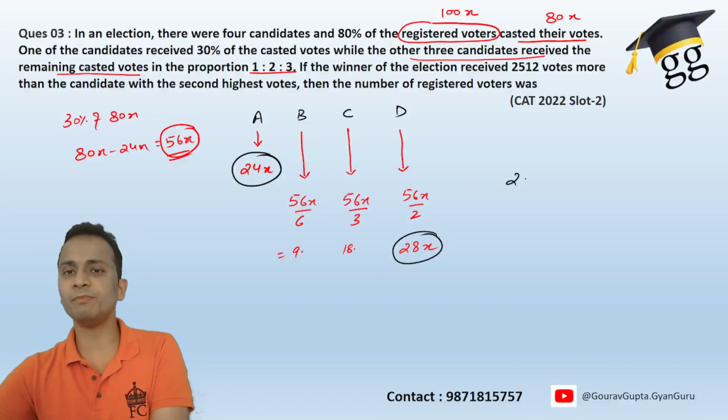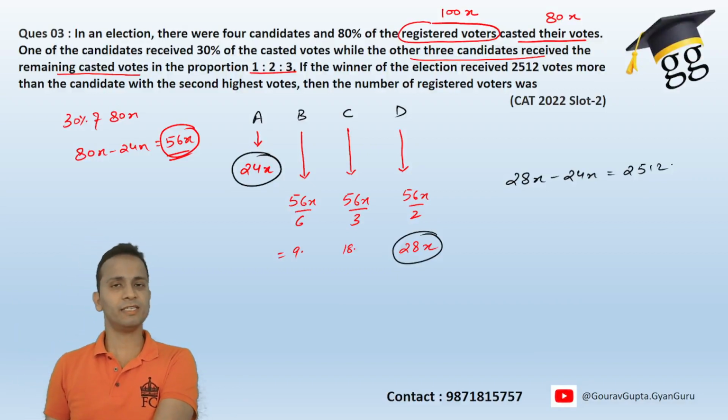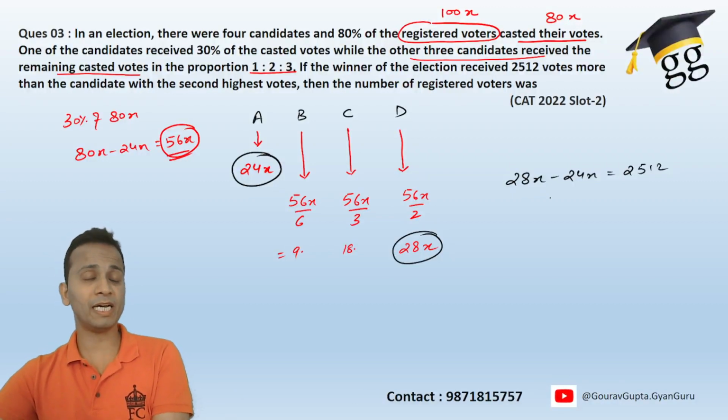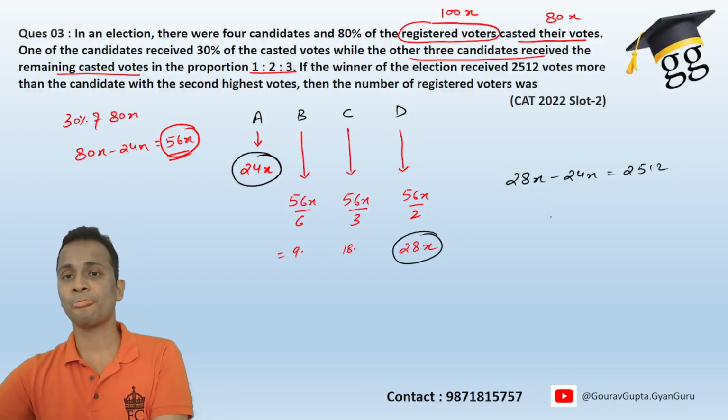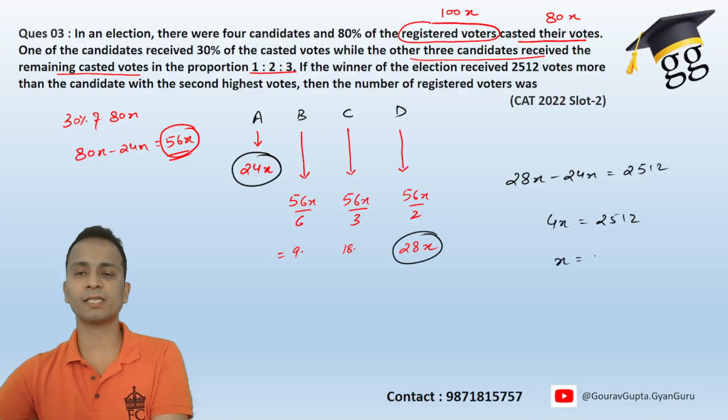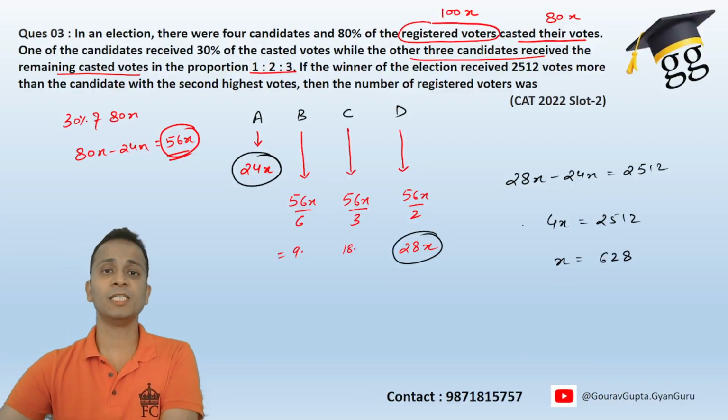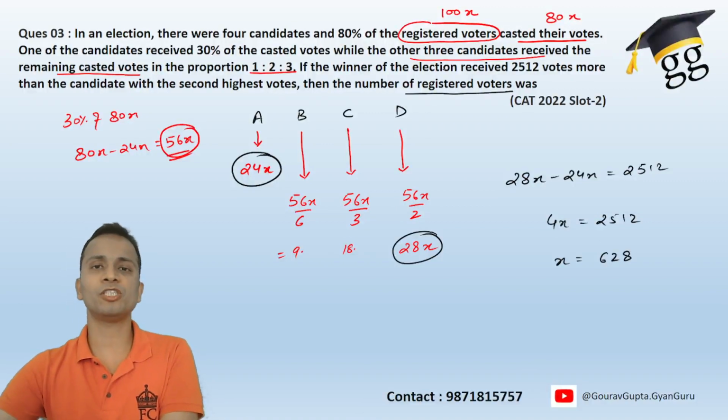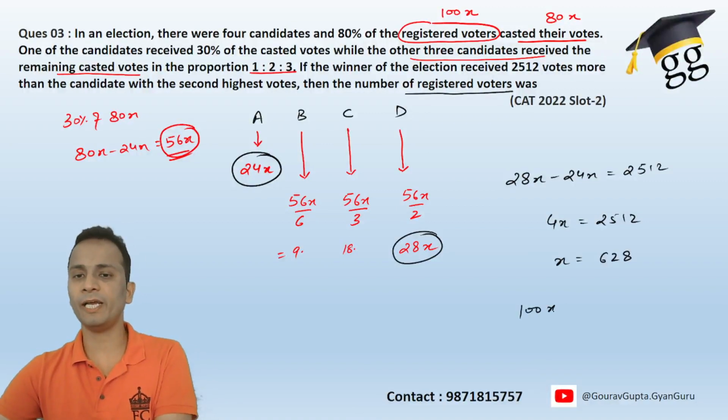So the difference between them, 28x minus 24x, is given as 2512. Simple as that. Get the value of x and get the total number of registered voters. ये भी ध्यान से देखना है कि पूछा क्या हुआ है क्वेश्चन में. So 4x is equal to 2512. The value of x comes out to be 628. So x is 628. We have to find out the total number of registered voters, which was 100x, and this will become 62800.